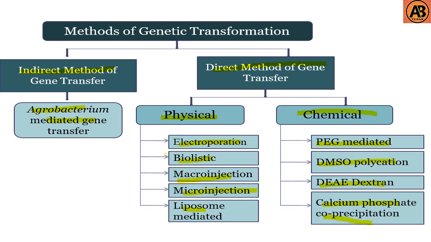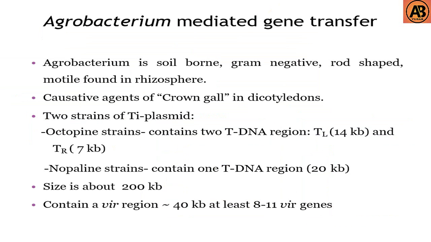In this video we are going to learn all of these types briefly. So let's get started. First one is indirect, or Agrobacterium-mediated gene transfer. Agrobacterium is soil-borne, gram-negative, rod-shaped, motile, found in the rhizosphere. Causative agent of crown gall in dicotyledons.